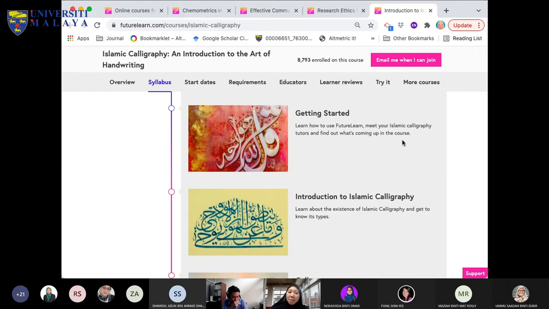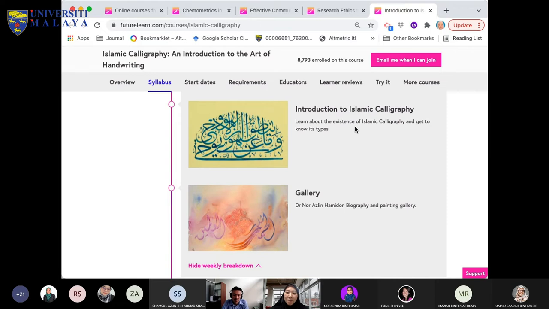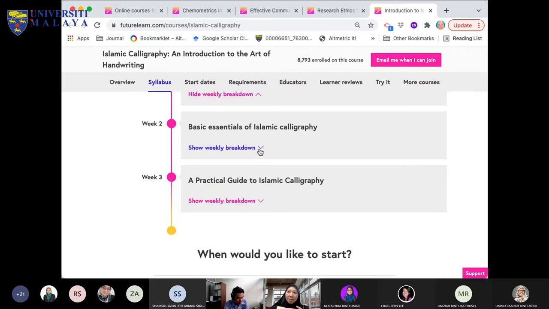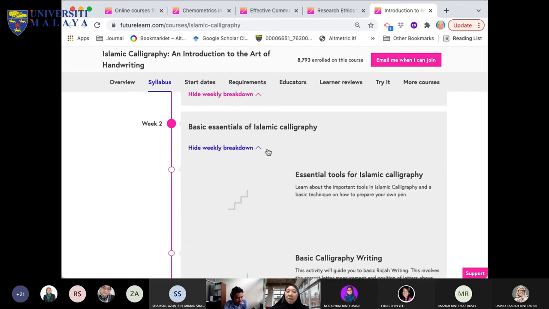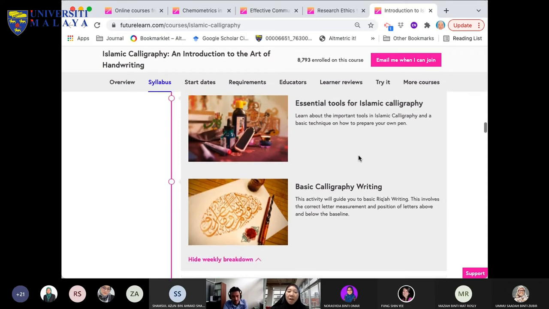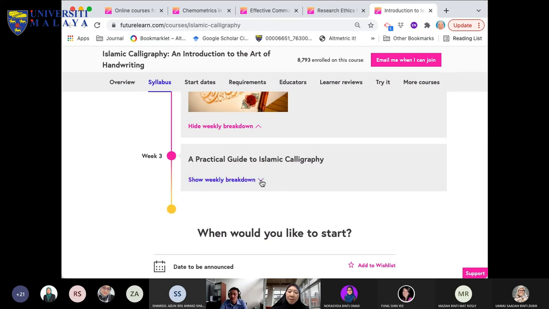This is where you explain the course content, how to complete assignments, and then introduce the topic, which is Islamic calligraphy, and they walk through the gallery. Week two is the first topic, where they explain the essential tools for Islamic calligraphy and basic calligraphy writing. If you imagine your pro forma, this will be like week one or week two of your topic.